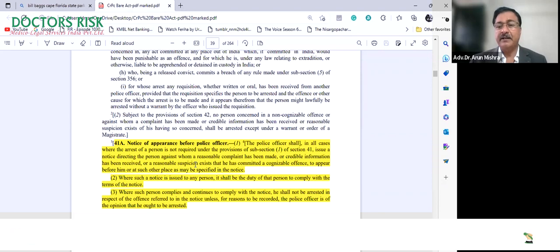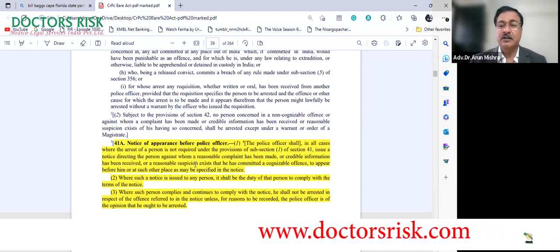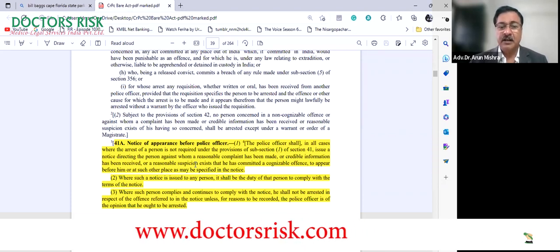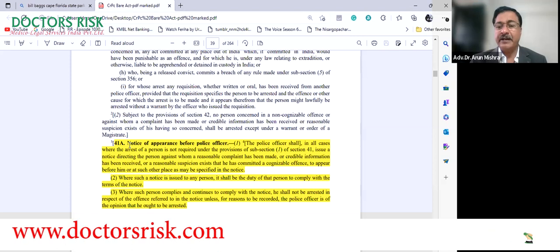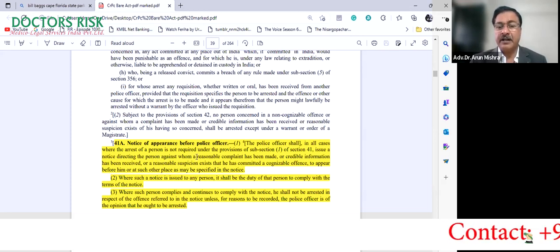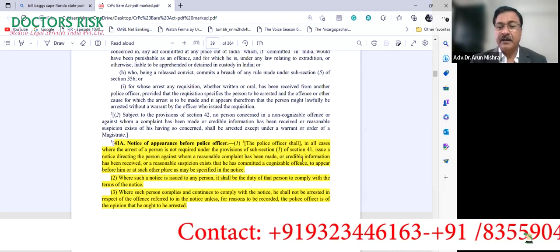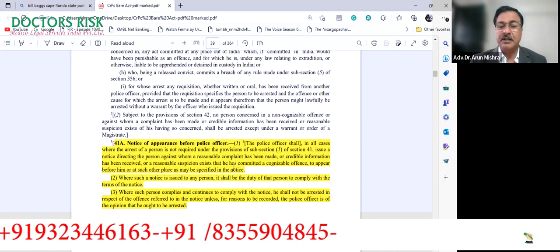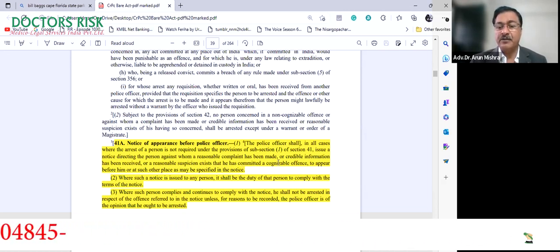This section was added by the lawmaker, and for you all it is very important to avoid the arrest of your people. When you know this section, you can very confidently tell your client, don't worry, you're not going to get arrested, because the law says that. You're not saying that; the law says it. And what does the law say? Parliament has added 41A, which says the police officer, in all cases where arrest of a person is not required under the provisions of Section 41(1), shall issue a notice directing the person against whom a reasonable complaint has been made, or credible information has been received, or reasonable suspicion exists that he has committed a cognizable offense, to appear before him at such place as specified in the notice.